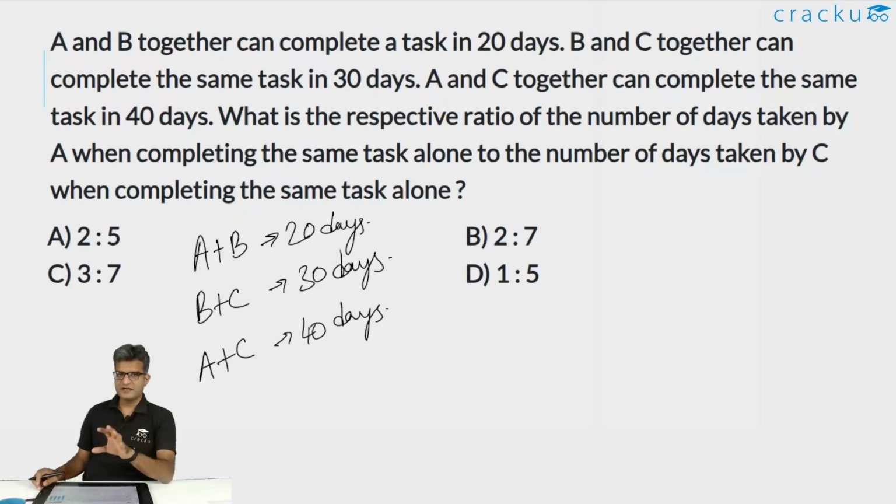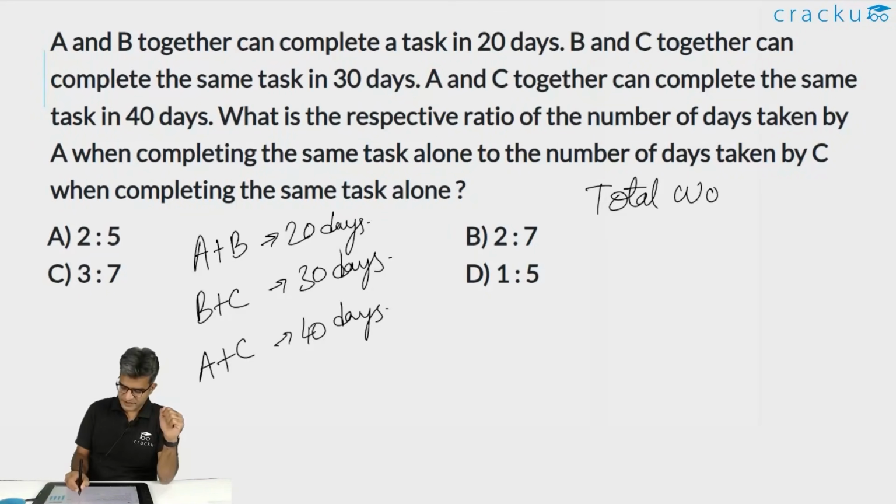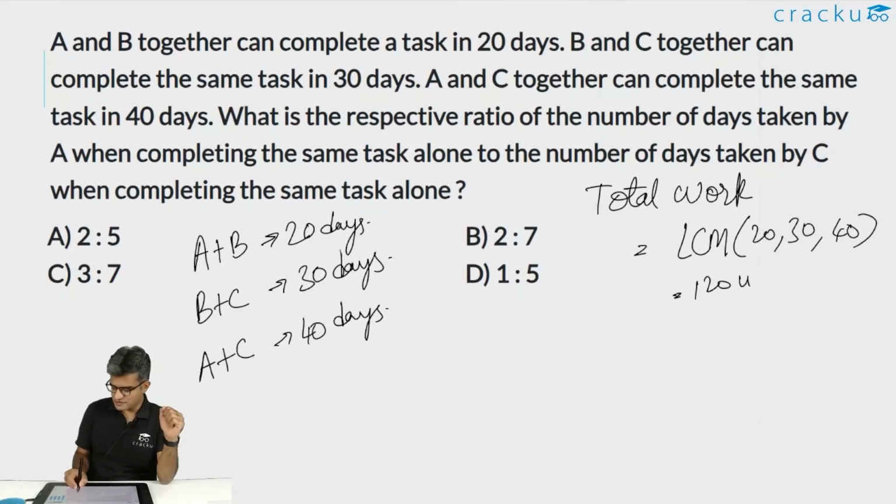So we are given the days it takes for these pairs of people to complete a task. What we are more interested in is the amount of work that they do instead of the number of days that they take to complete. So let us assume that the total work that needs to be done is the least common multiple of 20, 30 and 40. So let us assume that the total work that needs to be done is 120 units.